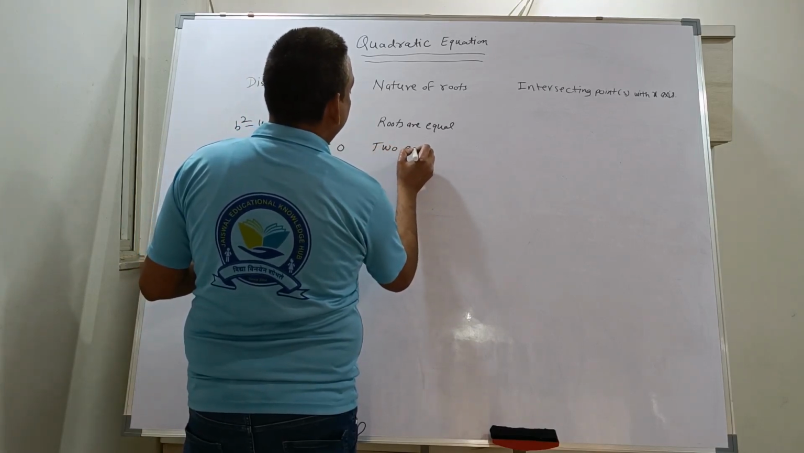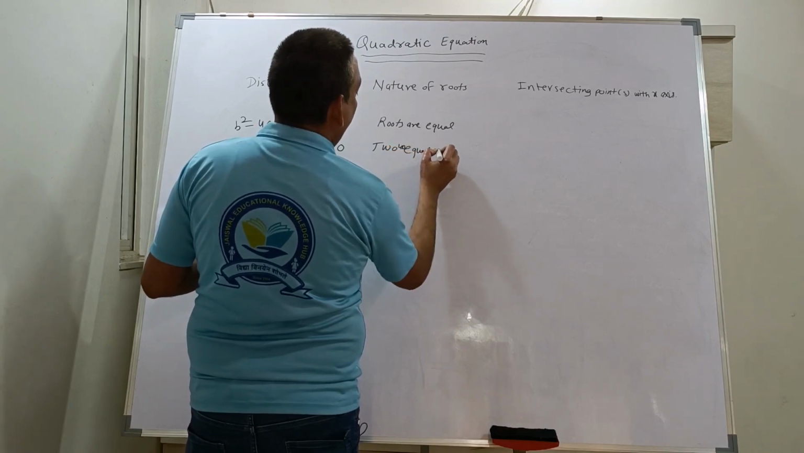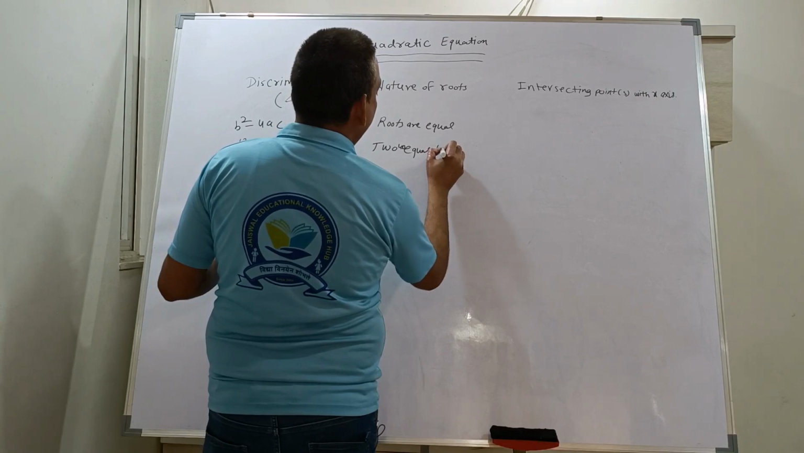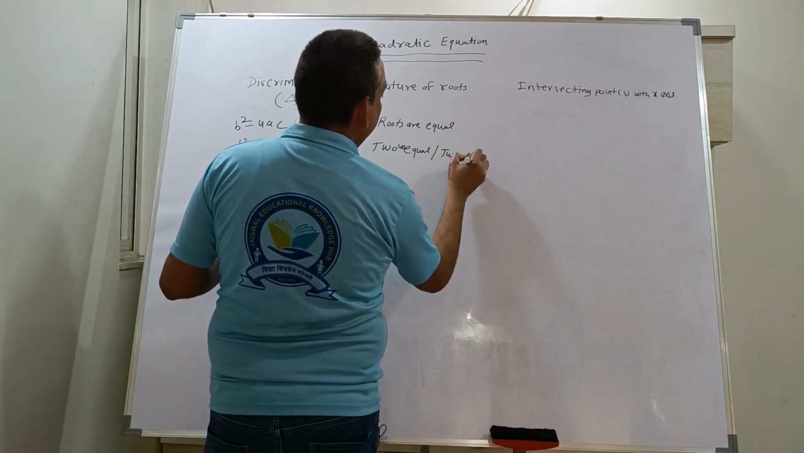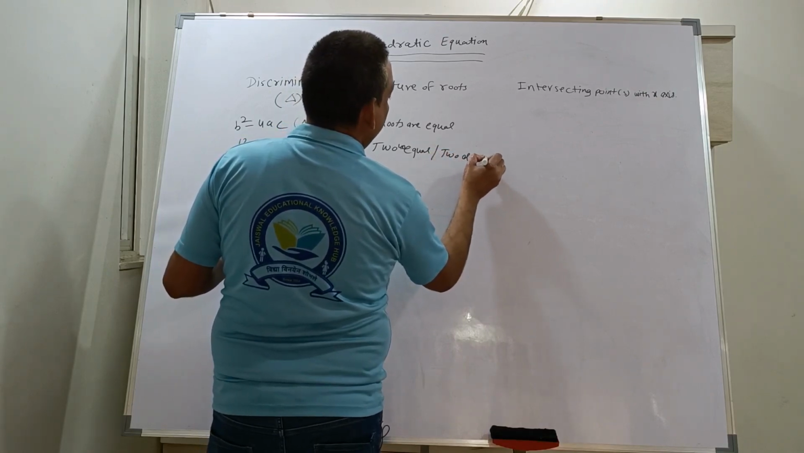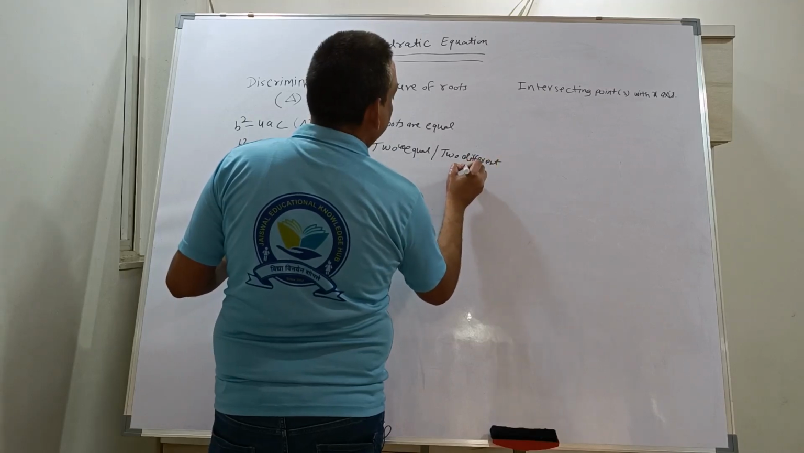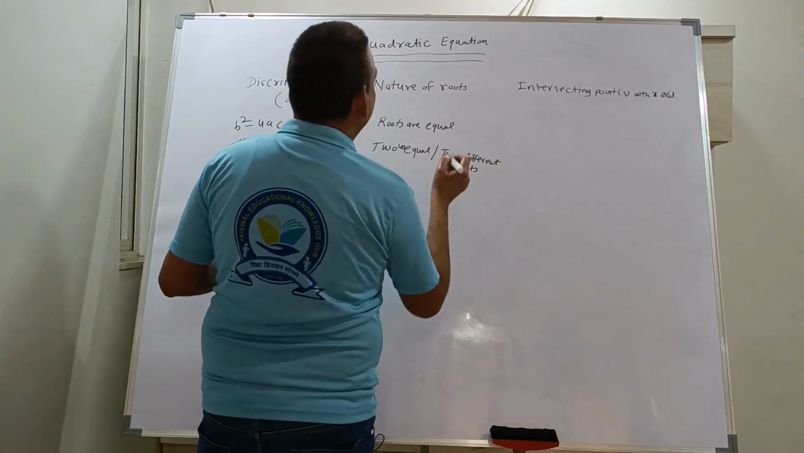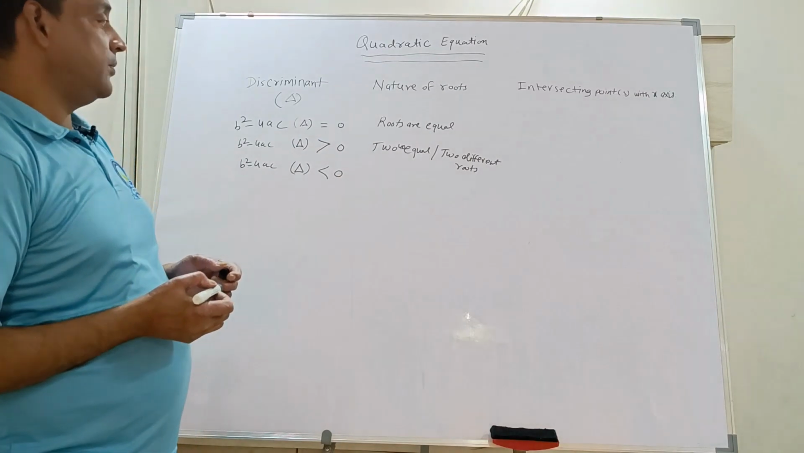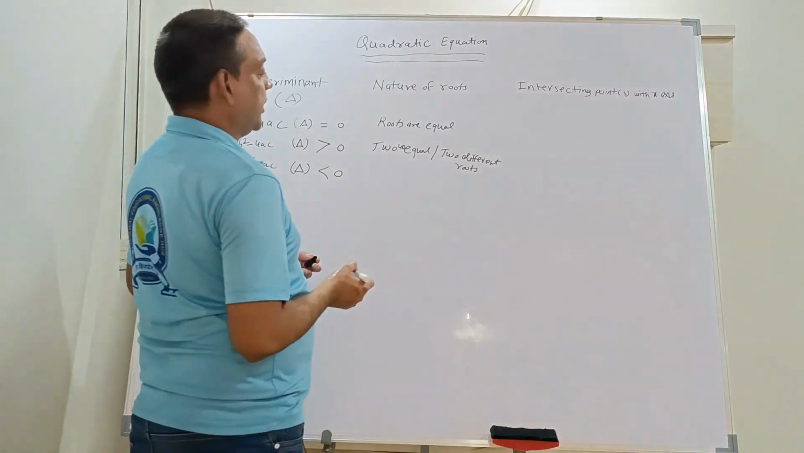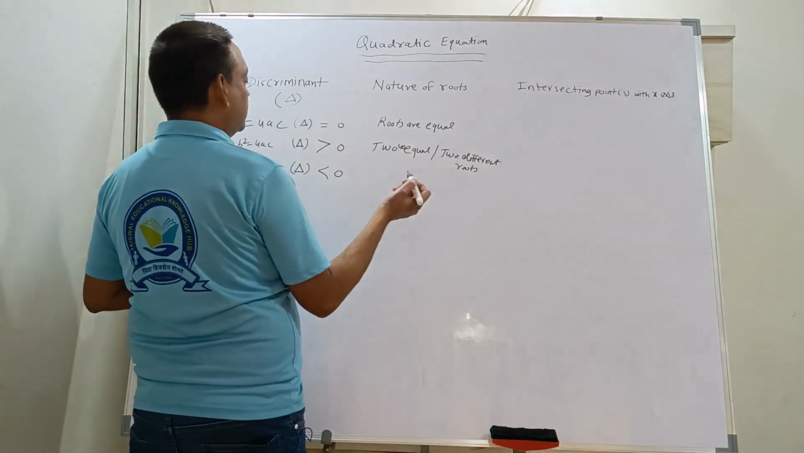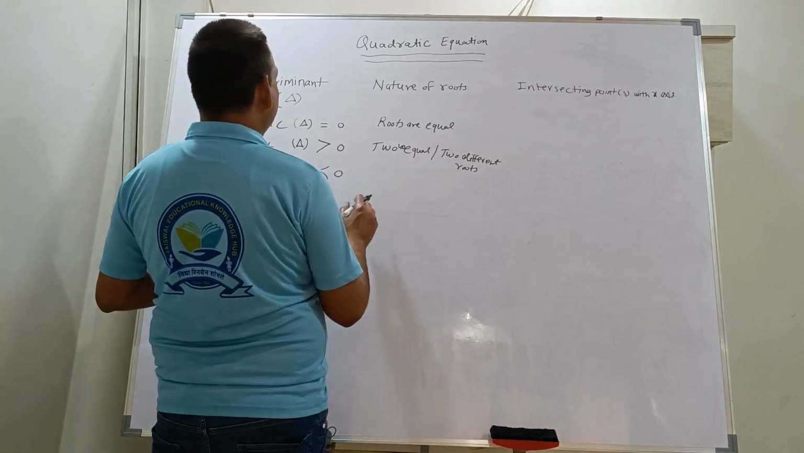But when b square minus 4ac is greater than 0, we get 2 unequal roots, or 2 different roots. Two different roots, meaning x is equal to 2, x is equal to 5, or x is equal to minus 3, x is equal to plus 5. So we will get 2 different roots.